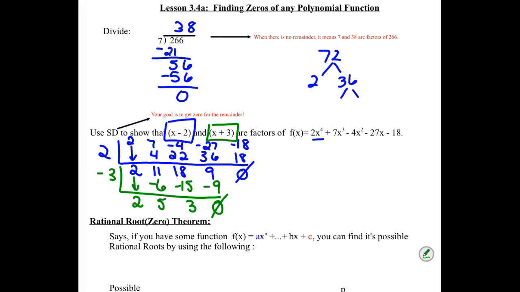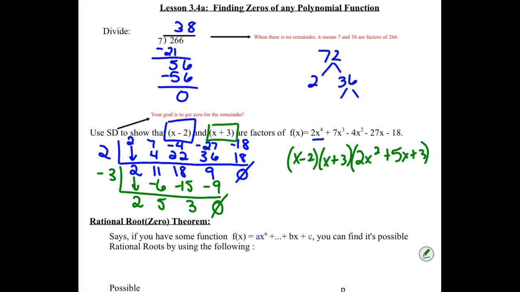On my last row here, a 2, 5, and 3. What does that mean? Good. So we have one factor was x minus 2. We proved that worked. One factor is x plus 3. And what we have left now is a quadratic, right? 2x squared plus 5x plus 3.